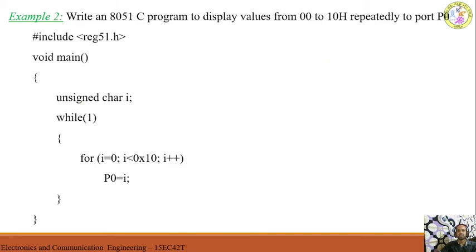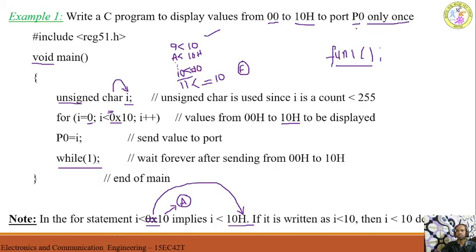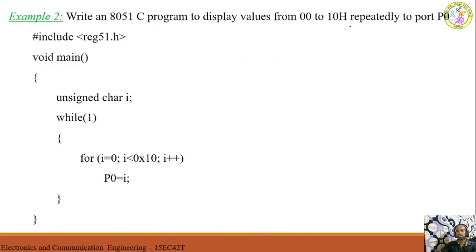Then we shall see the second example. Write an 8051 C program to display the values from 0 to 10 repeatedly to port 0. So earlier it was port 0 to 10 only, but only once. Now it is repeatedly. An infinite number of times we need to repeat this.